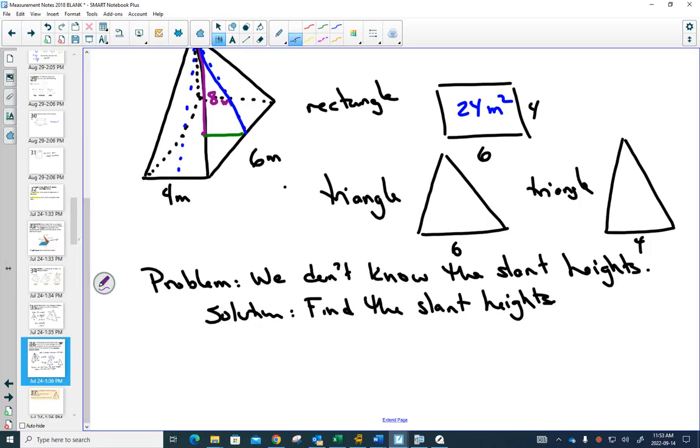So I'm going to redraw that purple, green, and blue triangle here. We have purple line here. We know the purple line length is 8. We have a green line here. And the blue line is what we want to find, which is our slant height. We also know that since it goes straight up, that's 90 degrees.